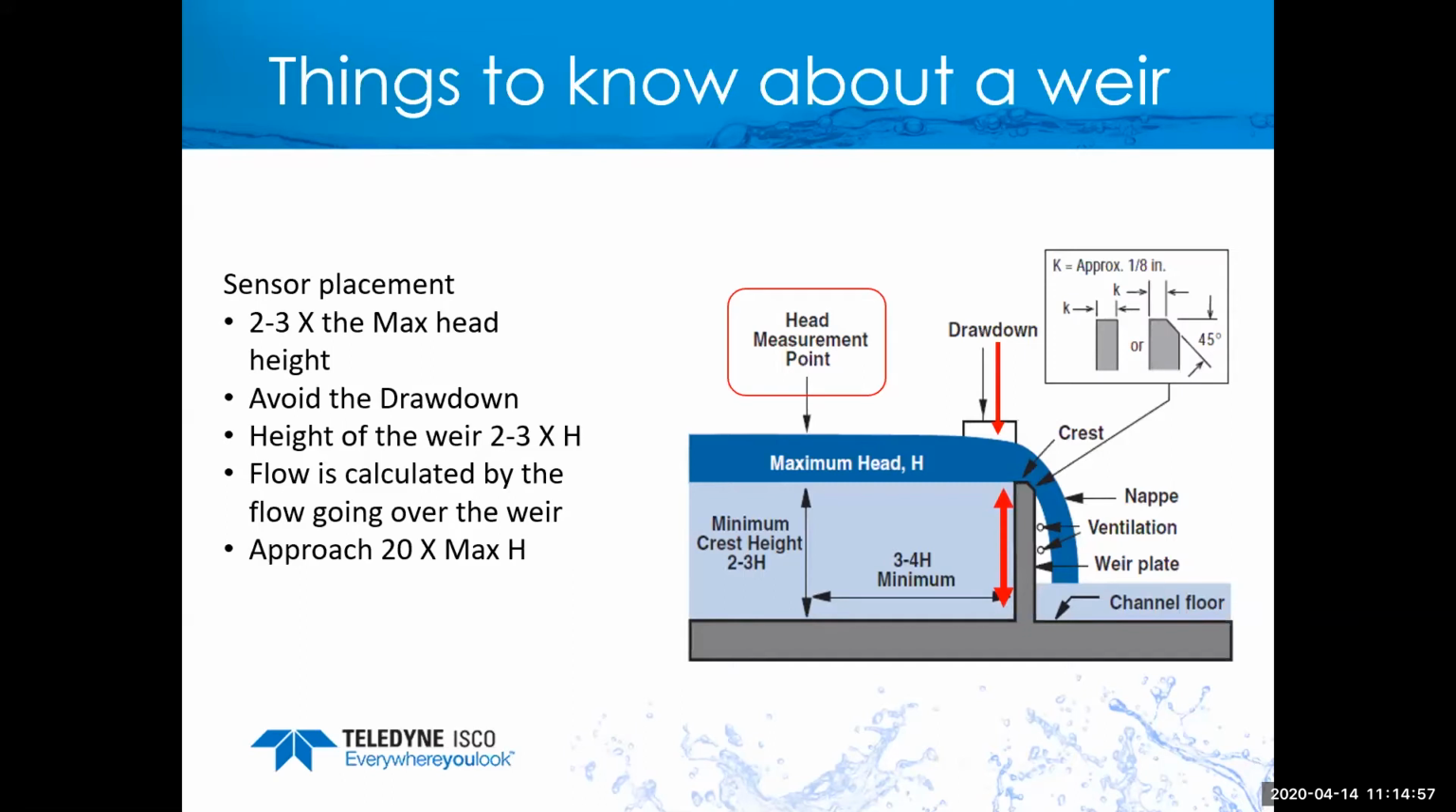Now the height of the weir, you want to make sure that's 2 to 3 times higher than what your expected maximum head height is. And once again, these all go back to what you expect your flow rate to be to determine what the maximum head height is. The biggest thing is we're calculating the amount of flow going over the weir. So when we calibrate the level, you notice where the arrow is in the dark blue. We're concerned about that level going over the top of it. So the 0 point on calibrating level on a weir is going to be at the top of the weir.